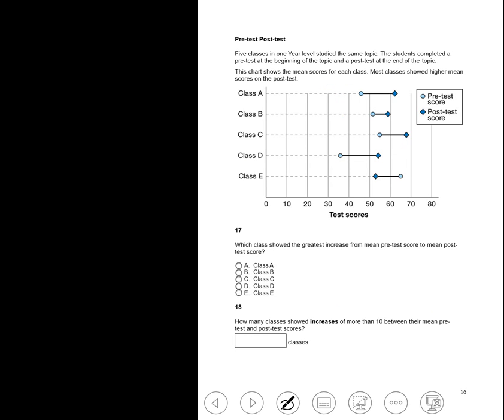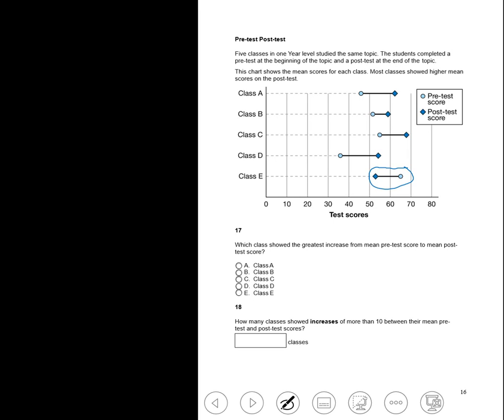Okay, this is just asking which class has the greatest increase from pre-test to post-test score. So make sure you look at the legend of what is pre-test and what is post-test. So not everyone did better. For example, this bottom one, the post-test score is actually worse than the pre-test score. So which one had the greatest increase?